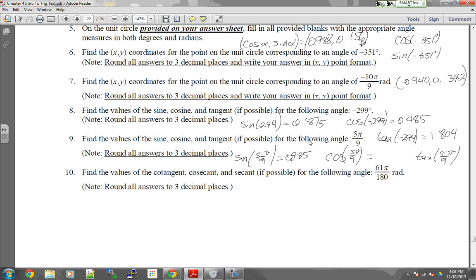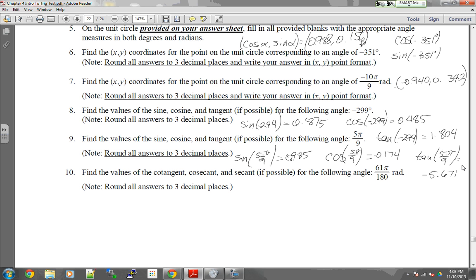All right, so the cosine is negative 0.174, and then the tangent of 5 pi over 9 is negative 5.671. All right, that's the tangent, negative 5.671. All right, so again, make sure you're in the right mode, and so on and so forth.